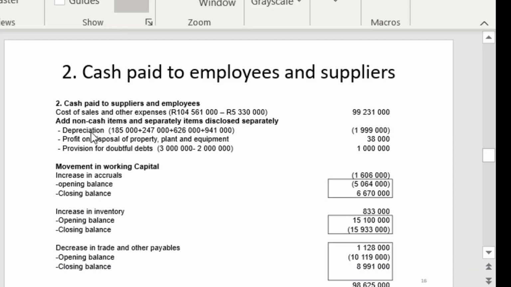Now, let us look at non-cash items. The first item that we're going to look at is depreciation. And when it comes to depreciation, we've added all the depreciation on the additional information, and that will give us 1,999,000. So from additional information number 2, all depreciations were provided, so we just need to add them. Coming to profit on disposal of property, this was also provided in note number 4, as it indicates that operating profit include profit on disposal of asset.